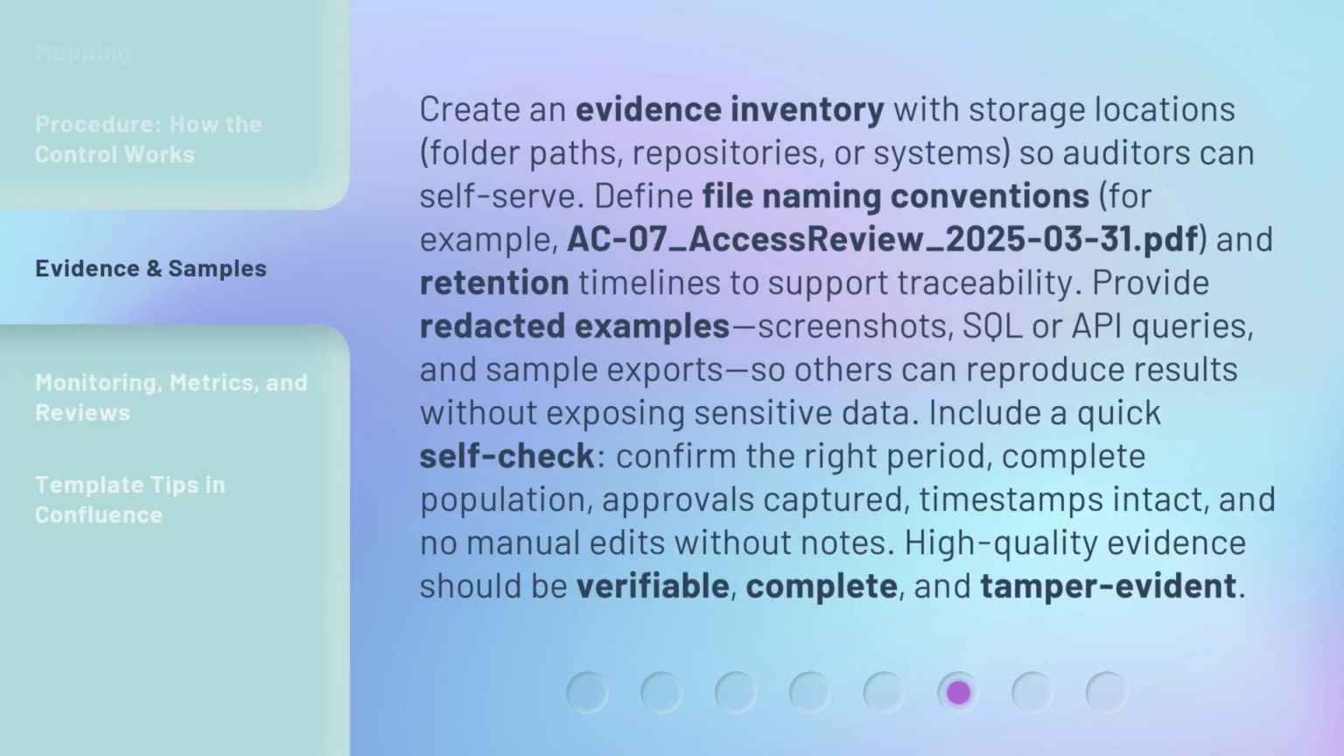Create an evidence inventory with storage locations, folder paths, repositories, or systems so auditors can self-serve. Define file naming conventions, for example, AC07_access review_31 March 2025.pdf, and retention timelines to support traceability.